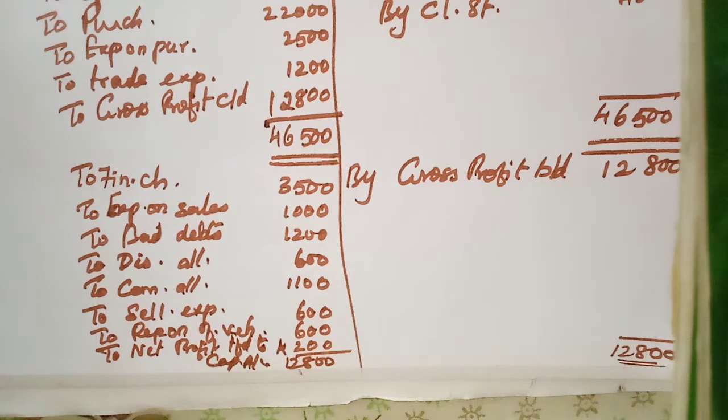So we have completed the trading and profit and loss account. Tomorrow I will explain the balance sheet. Okay. Today I think we can mark some of the question answers. Okay. We mark and read the question answers.